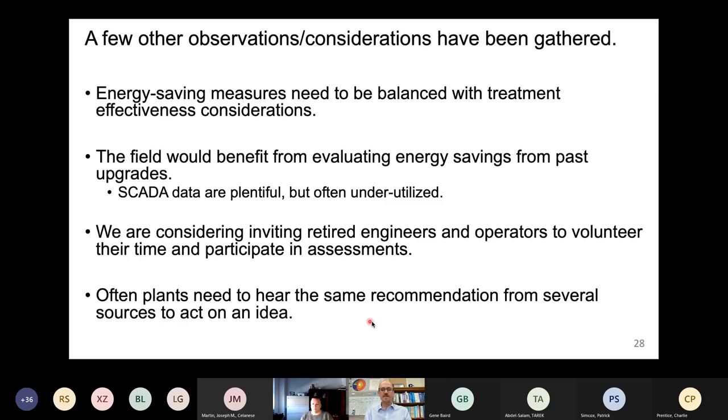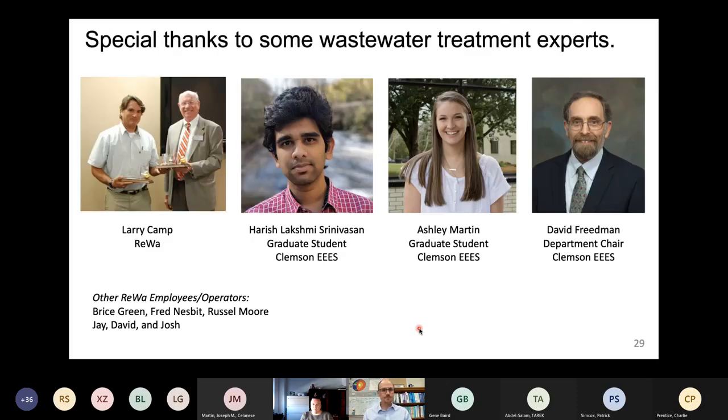And then often plants need to hear the same recommendation from several sources to act on an idea. So maybe you're hearing about something for the first time in this webinar, or maybe you have a client that you're going to work with. You're probably going to need to mention it to them once, and they might need to talk with a consulting firm or a vendor, and then they'll hear it a second time to really decide that they want to make that improvement. So it's worth keeping up the conversations.